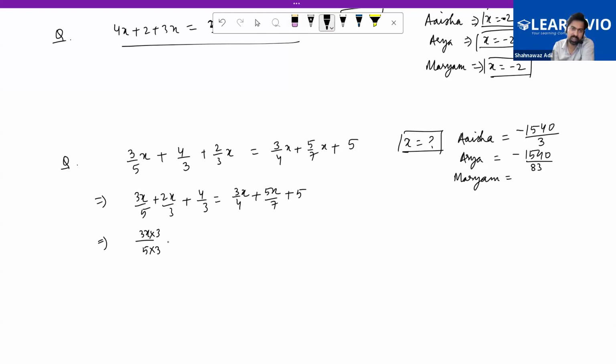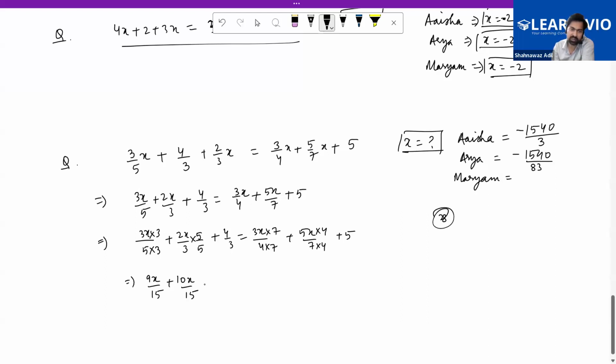So this would be 3, and then this is 2x by 3. So LCM is 15, so we have to multiply by 5. And then this is 4 by 3. And this is 3x. LCM of 4 and 7 is 28. So we have to multiply this by 7, and then we have to multiply this by 4, and this is 5. So this is 9x by 15, and this is 10x by 15. And this is 4 by 3, and then this is 21x by 28, and 20x by 28, and then 5.